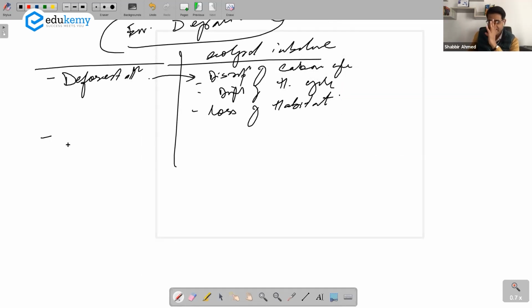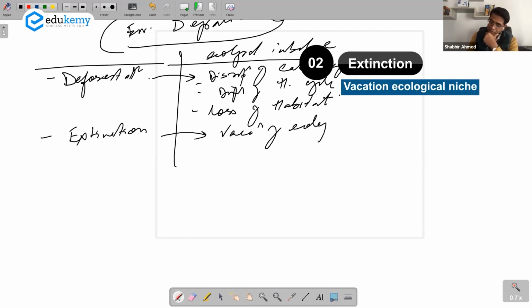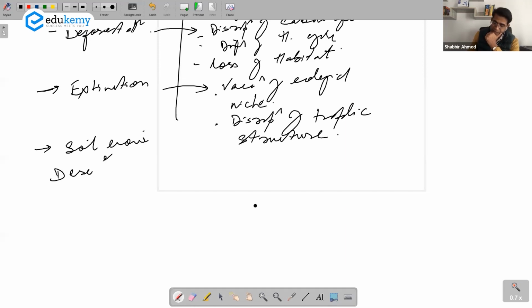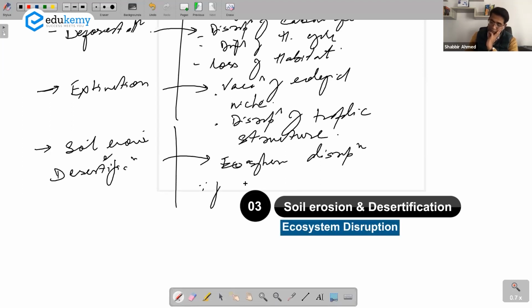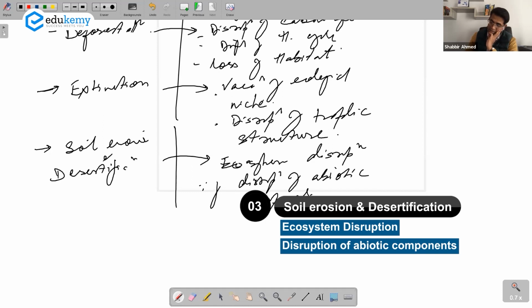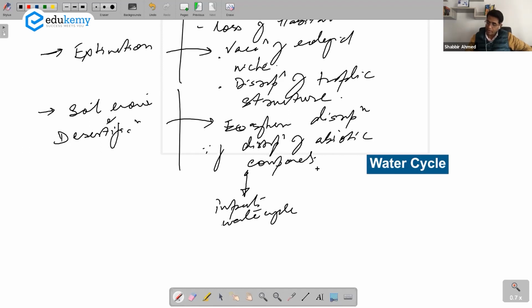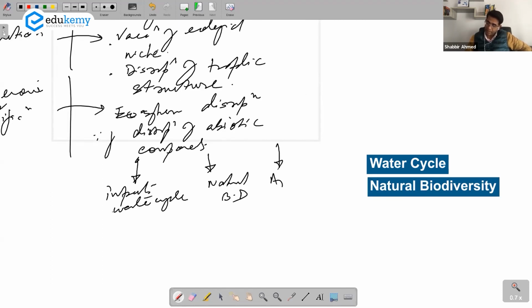Okay, then we have extinctions. The ecological imbalance is vacation of ecological niche, and disruption of the trophic structure, soil erosion and desertification. Second is ecosystem disruption because of disruption of abiotic components. And what this does is it impacts the water cycle, it impacts natural biodiversity, it impacts agriculture.